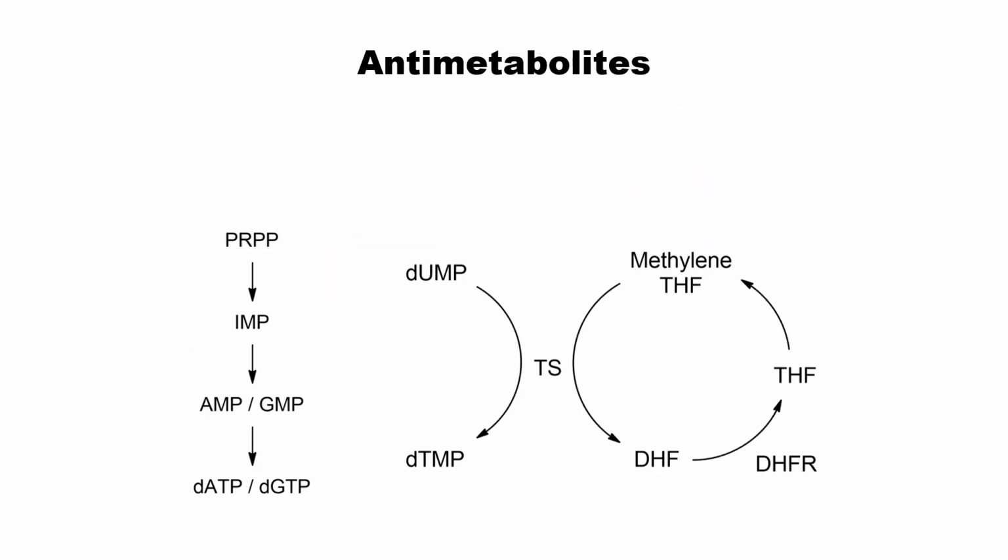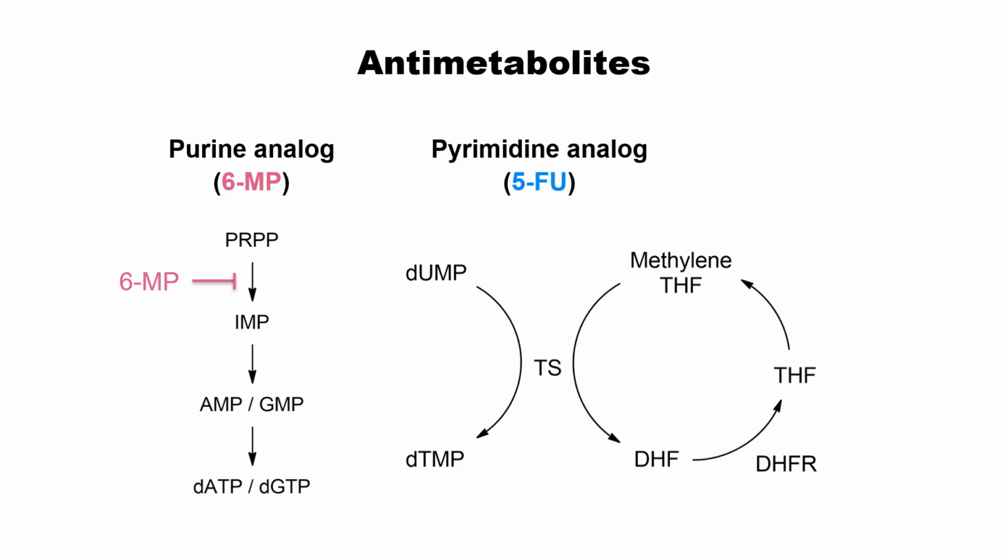The second class of chemotherapy is anti-metabolites. To synthesize a new strand of DNA, the cells should have enough purine building blocks and pyrimidine building blocks. So the purine analog 6-MP can block the synthesis of purines, and the pyrimidine analog 5-FU can block the synthesis of new pyrimidines. For pyrimidines, folate is also an important metabolite, and if an anti-metabolite is added, then pyrimidine synthesis can be blocked.